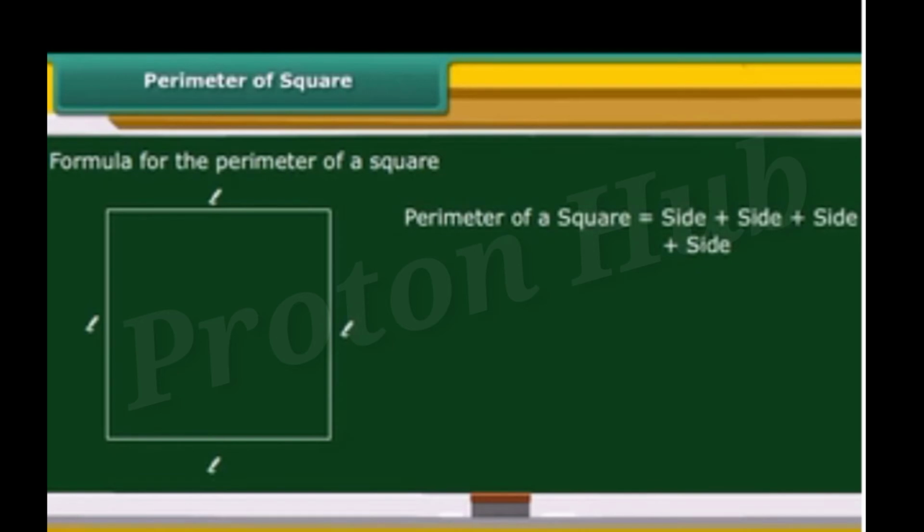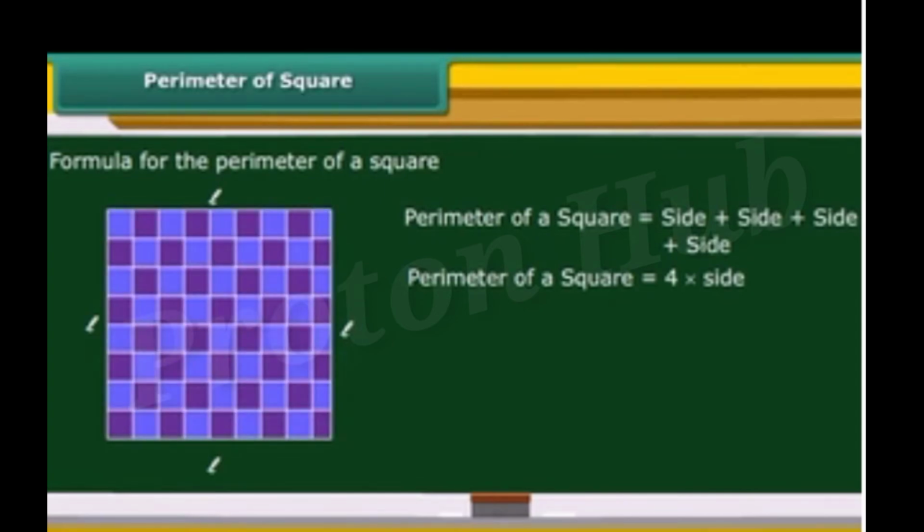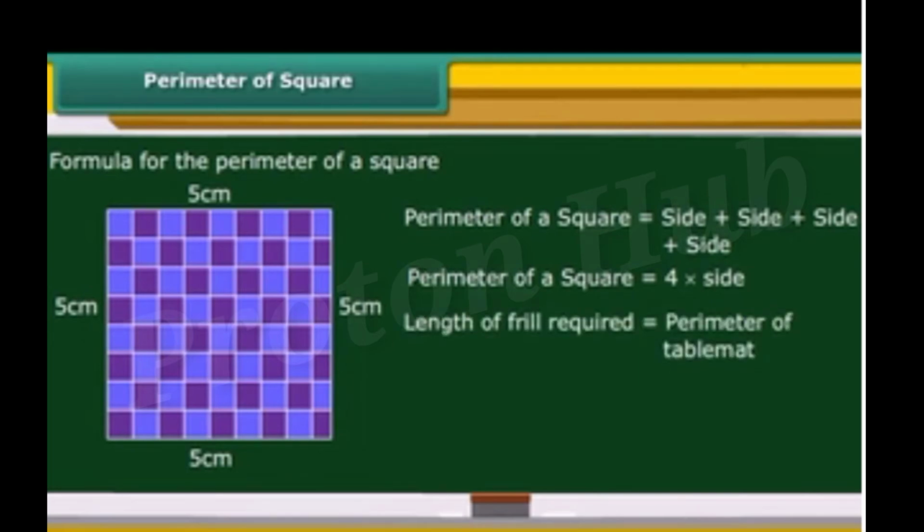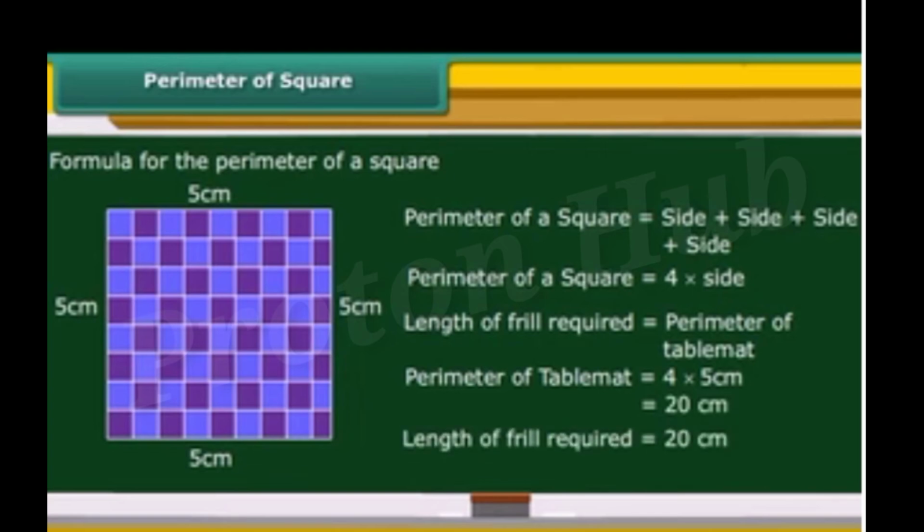Now let us work out the formula for the perimeter of a square. You are already aware that all the four sides of a square are equal in length. Therefore, the perimeter of a square is 4 multiplied by its side. Now you want to add frills to all sides of a square table mat, length of whose side is 5 centimeters. Calculate the length of the frill required. The length of the frill required is equal to the perimeter of the table mat. The perimeter of the table mat is 20 centimeters. Therefore, 20 centimeters long frill is required.